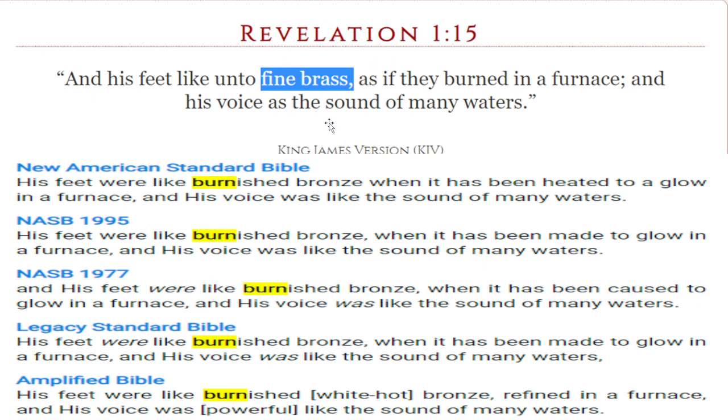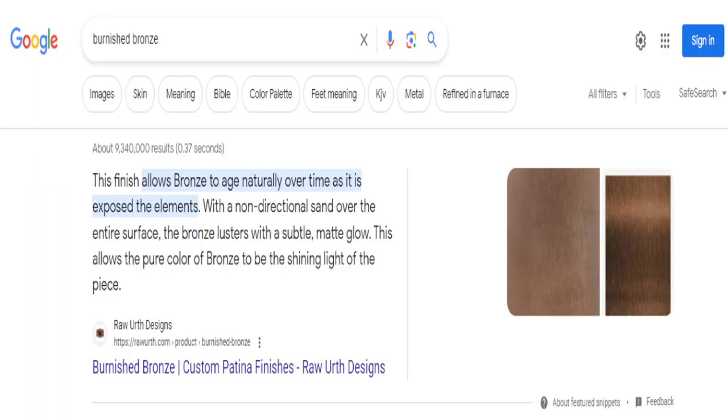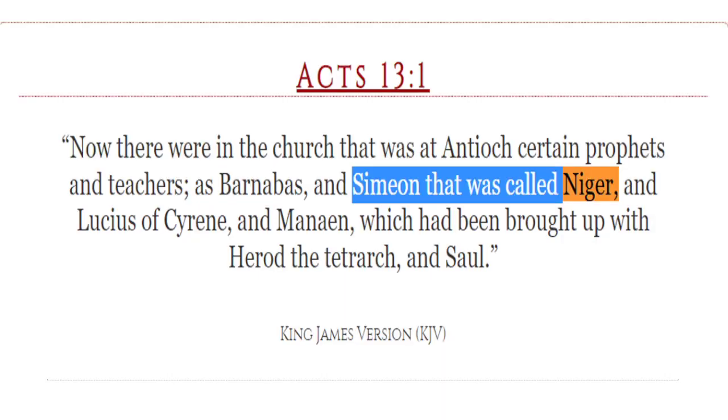So it says fine brass here. Other versions, it says burnished bronze. Well, ladies and gentlemen, this is the color of burnished bronze. The finish allows bronze to age naturally over time, exposed to the elements. This is the color of burnished bronze. So this was the color of the feet of Yahushua, who the world knew and called Jesus Christ. Let's go to another example.